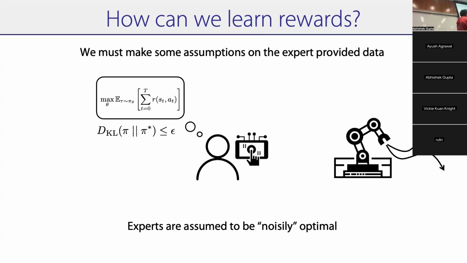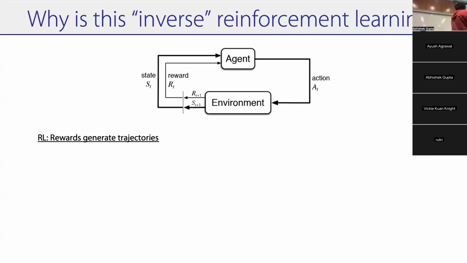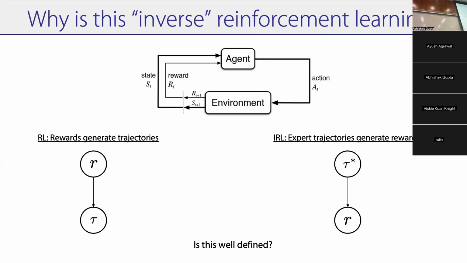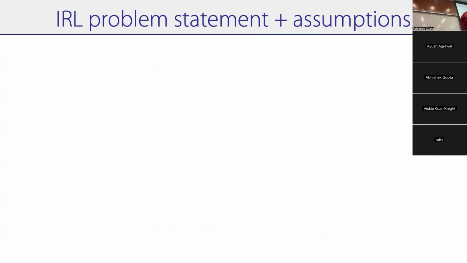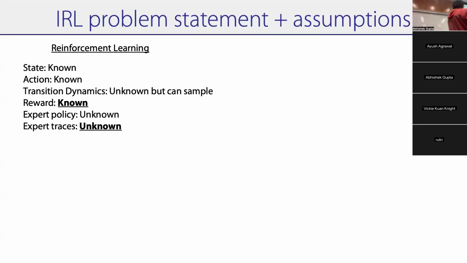Yes. So I'm going to get expert demonstrations, I need to extract a reward. And so, skip to this. The problem statement here is that in reinforcement learning, you know the state and action, you know the transition dynamics you can sample from, you know the reward, but you don't know the expert policy and you don't have traces from the expert, right? You're given state, action, dynamics, reward, you need to optimize it.